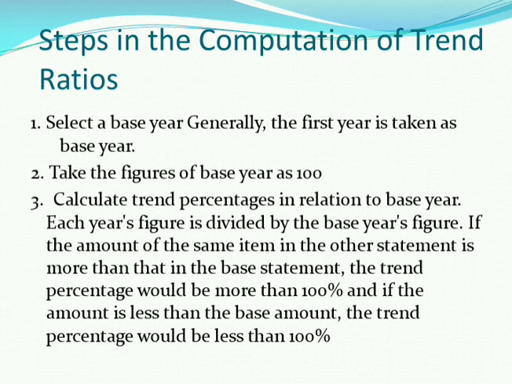I repeat, the first step is to select a year as the base year. Usually we select the first year as the base year and take the base year's figures as 100. Each year's figure is divided by the base year's figure. If the amount of the same item in another statement is more than in the base statement, the trend percentage would be more than 100%, and vice versa, it would be less than 100%. That is all about trend analysis.